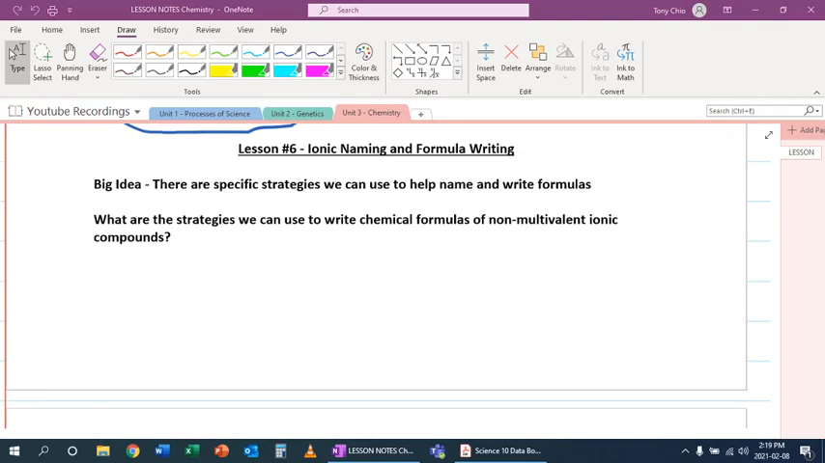Hey everybody, in this lesson we're going to talk about how to name ionic compounds, as well as how to write their chemical formulas. We have strategies that we're going to talk about with regards to writing these names. But first of all, let's talk about this in terms of multivalent versus non-multivalent.